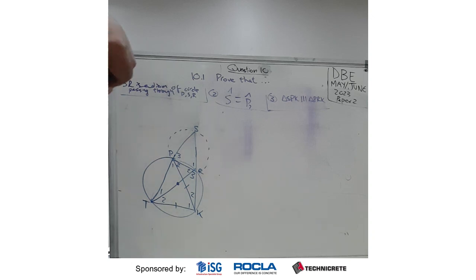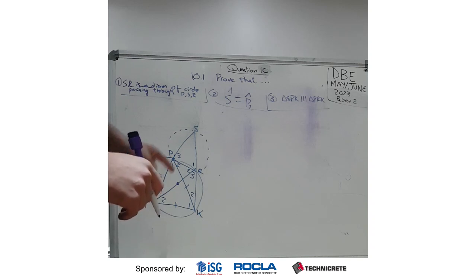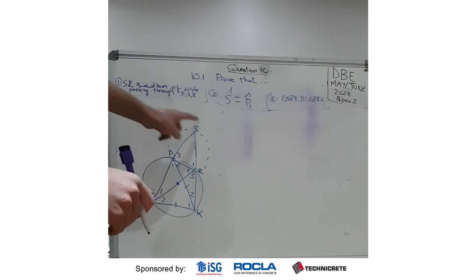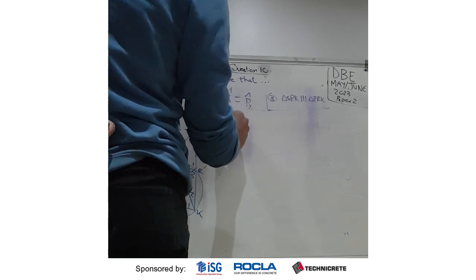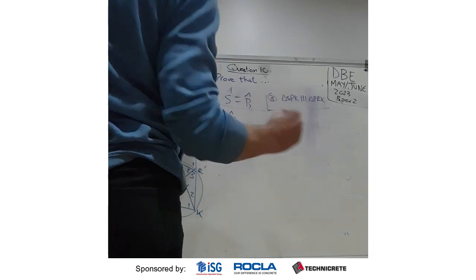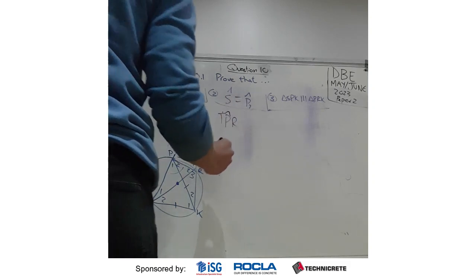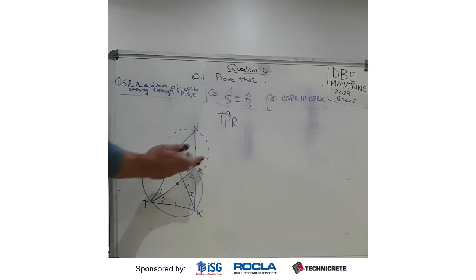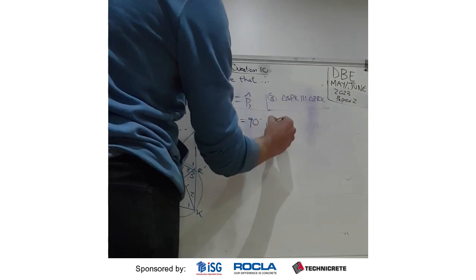So the first thing we're told to do is prove that SR is the diameter of the circle that passes through P, S and R. So how do we do this? Let's start with finding this angle here, angle TPR. Because this is a diameter here, we can immediately say it's 90 degrees.